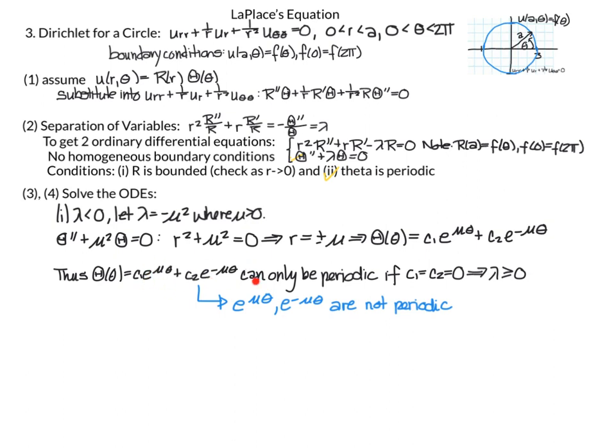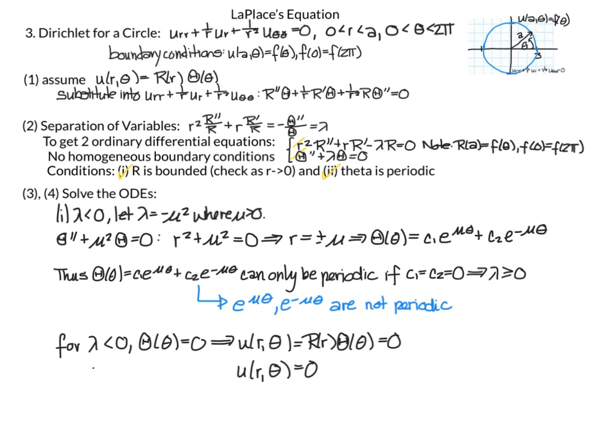So this can only be periodic if c1 and c2 are equal to 0, because otherwise this function here, e to the mu theta, is not periodic, and e to the minus mu theta is also not periodic. So this is increasing, this is decreasing, so the two added together are not periodic. So c1 is equal to c2, which is 0, which means that capital Theta is equal to 0.